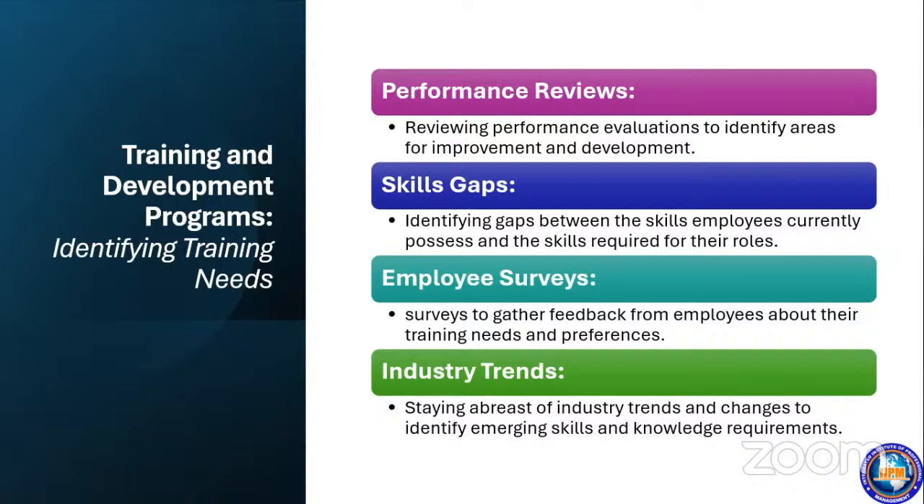So in skill gap, we are looking at what does this employee have now? What do they need to get to where they need to get to? All right. That's how we figure out the skills gap. Another one is employee surveys. Surveys to gather feedback from employees about their training needs and preferences. And then industry trends. Staying abreast of industry trends and changes to identify emerging skills and knowledge requirements is essential in identifying training needs. We've talked about this before.